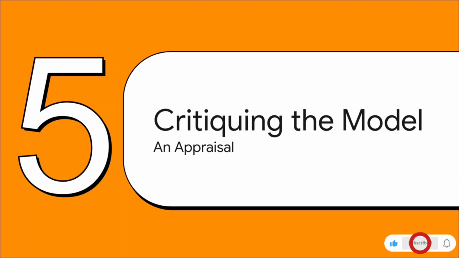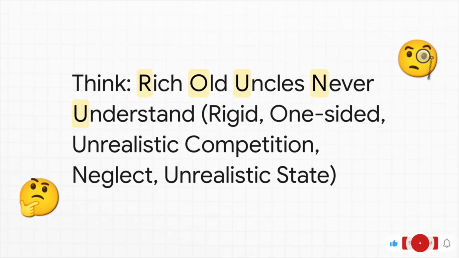Okay, now this next part is super important. For a really top-scoring exam answer, you can't just lay out the theory. You have to be able to critique it, to show you understand its limits. So let's put on our critic hats and take a closer look at Smith's blueprint to find some of the major weaknesses. And yep, you guessed it, we've got another mnemonic to help you remember these criticisms. This one's pretty funny. Just think of the phrase, "Rich old uncles never understand." A simple little sentence like that can be a lifesaver when you're trying to recall the 5 key critiques in the middle of an exam.